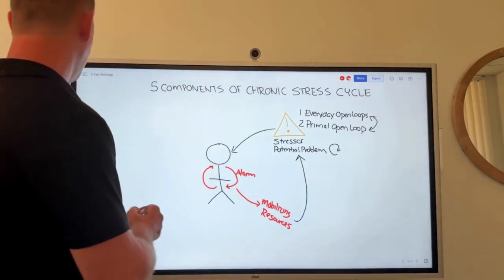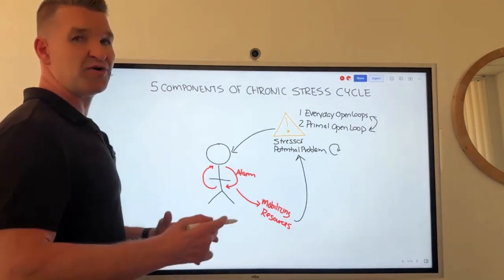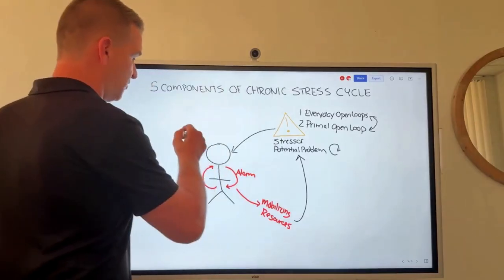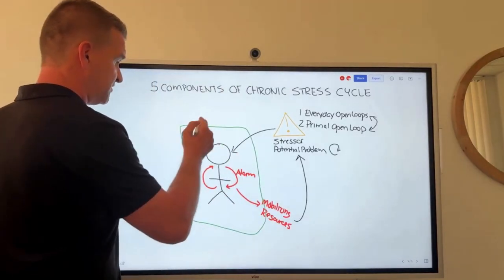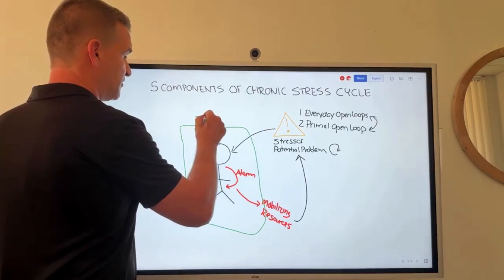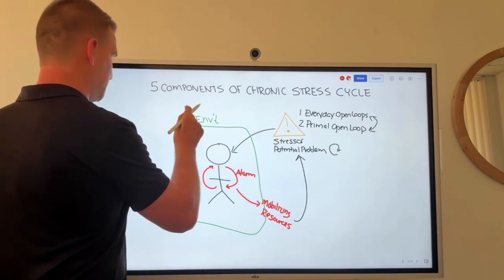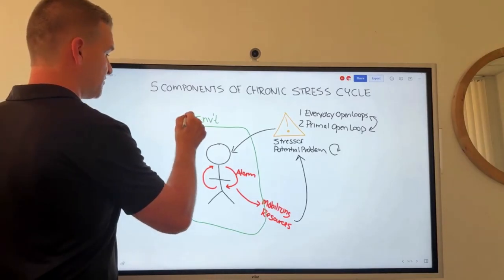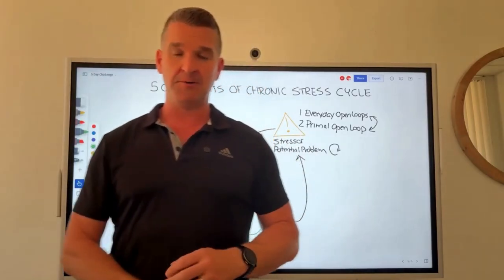The next one, okay, this one is so important, and I think it's one of the most overlooked ones. I just think of it as your environment, okay? Number three is the environment you're in. So here's the best analogy I can give you.